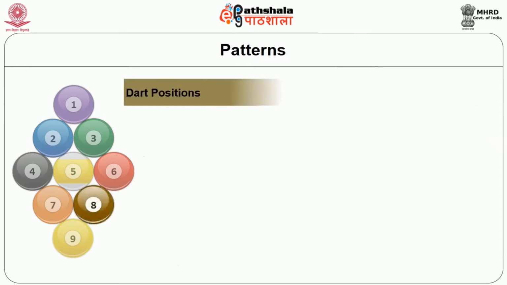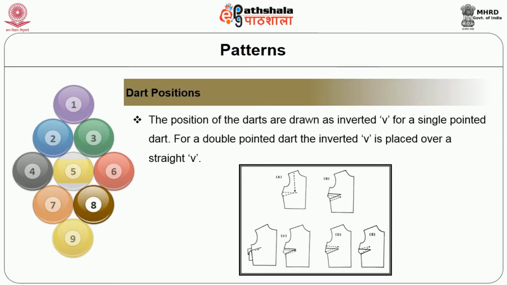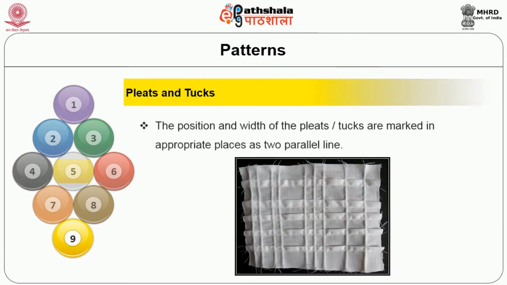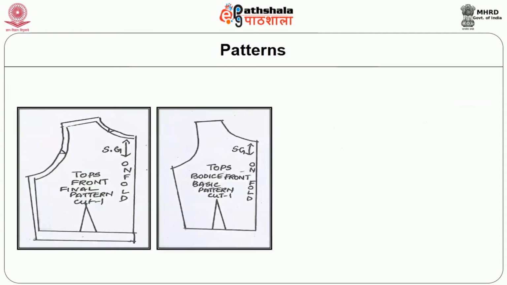Dart positions. The position of the darts is drawn as an inverted V for a single pointed dart. For a double pointed dart, the inverted V is placed over a straight V. The pleats and tucks. The position and width of the pleats or tucks are marked in appropriate places as two parallel lines. Now you will see two patterns.